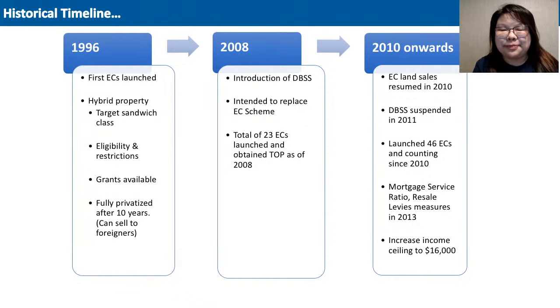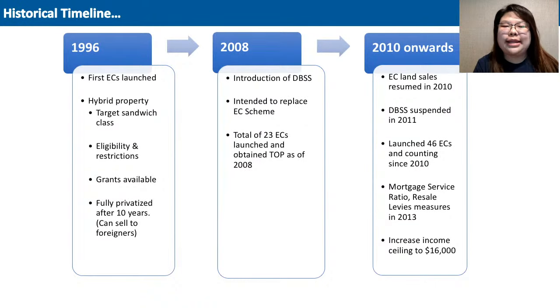But thereafter, the government came to clamp down on it, and from 2013 onwards, those people who had enjoyed their first subsidized property would have to pay the resale levy when they buy their EC. Of course, one more recent change was in the last, I think it was just 1-2 years ago, where they increased the income ceiling.